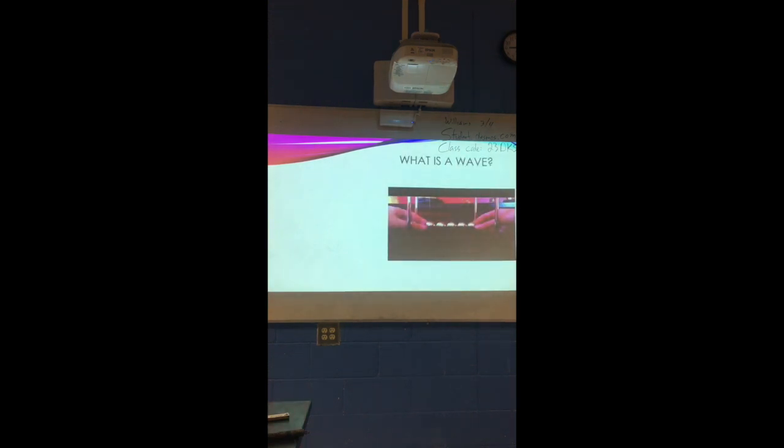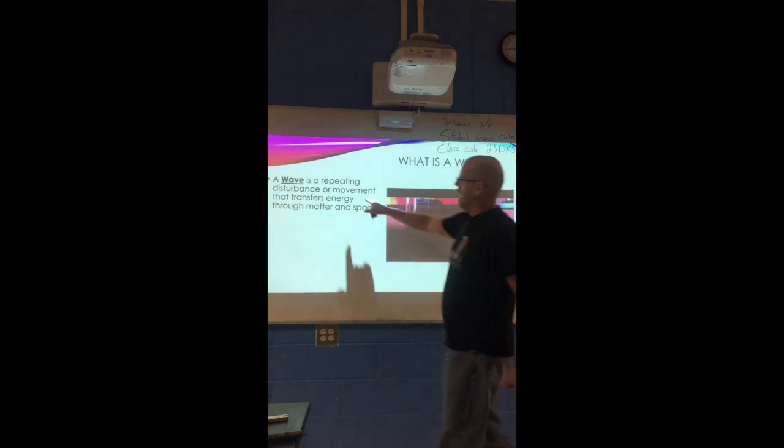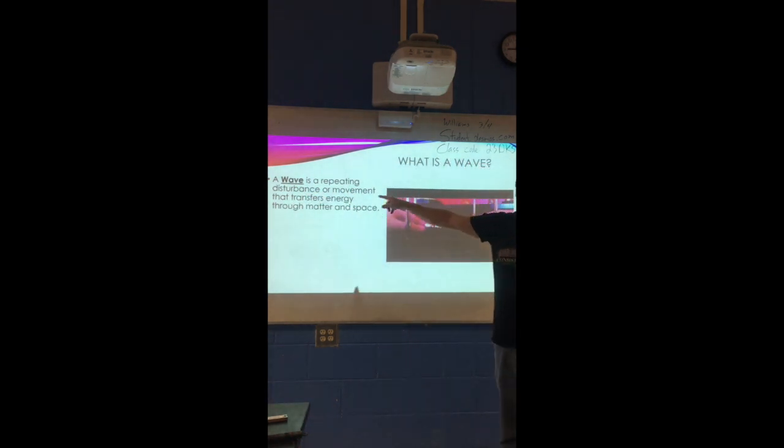What is a wave? A wave is a repeating disturbance or movement that transfers energy through matter and space. If you think about it, for example, when you go to the beach and you look out on the ocean or the lake or wherever and you see waves, they are a repeating disturbance. They happen over and over again, and they transfer energy. If there's something floating in a lake or a boat, you see it going up and down. That means that energy is being transferred to that object.